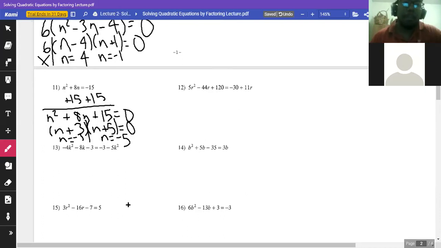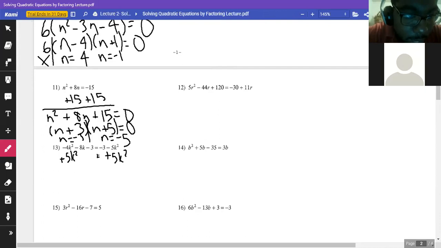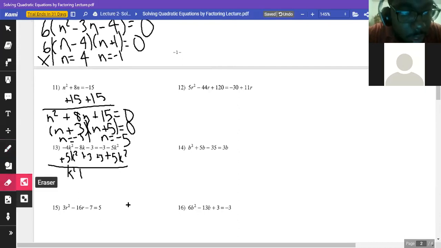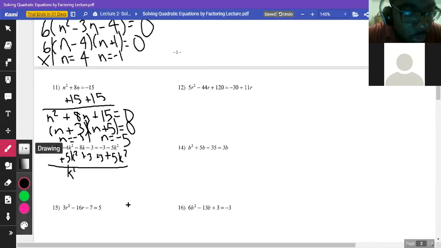13. So I need to get rid of everything on this side, so I'm left with 0. So I'm going to add 5k squared, add 5k squared, and I'm going to also add 3 over, add 3 over, which leaves me with k squared, okay, no plus, minus 8k. And then I know the negative 3 and the positive 3 just cancel out.